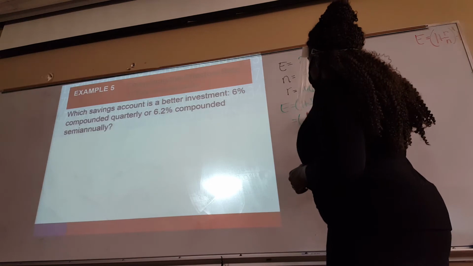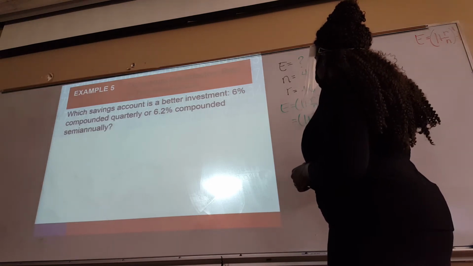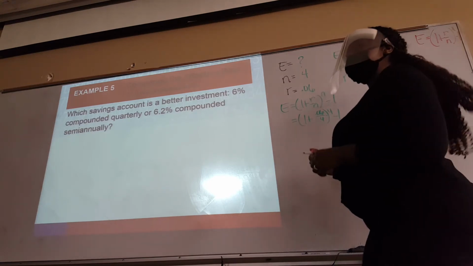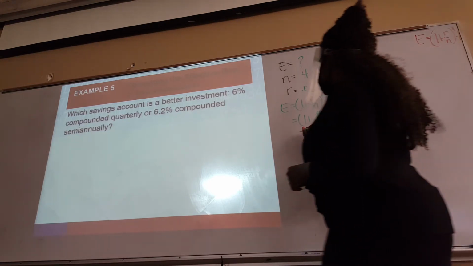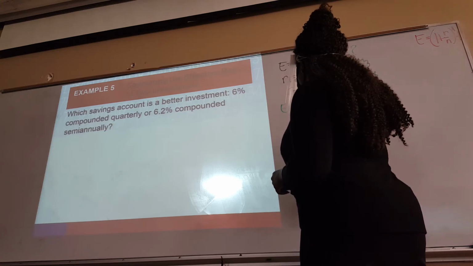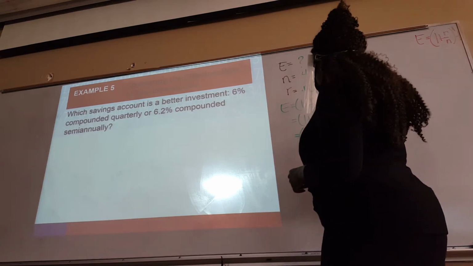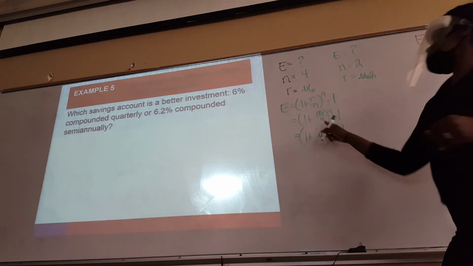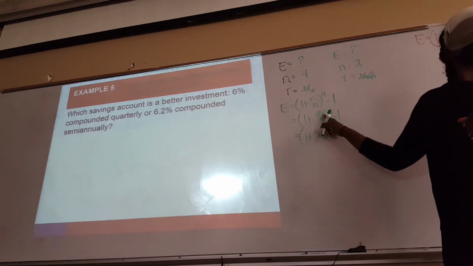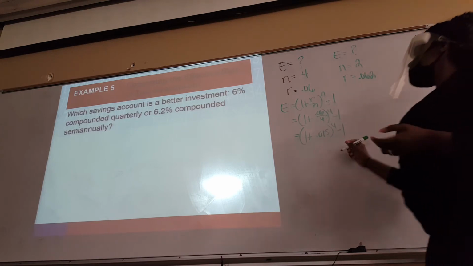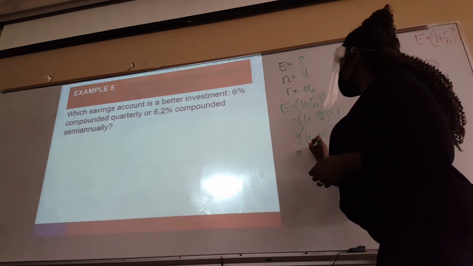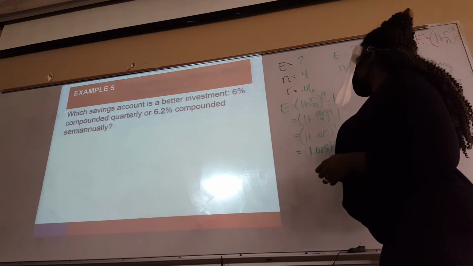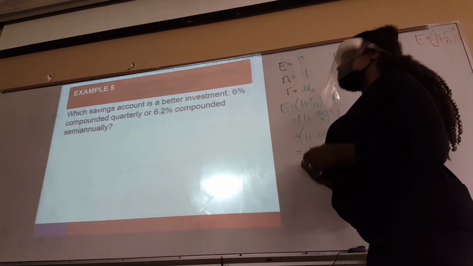Plug in 1 plus 0.06 over 4, raised to the 4th power, minus 1. Can I get 0.06 divided by 4? 0.015. So this is just us actually executing 0.06 divided by 4. Next step, just add what's inside, 1.015 raised to the 4th power. Can I get that math, please?